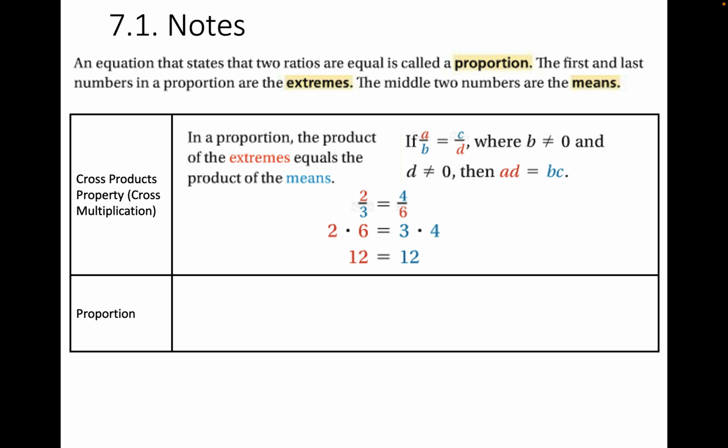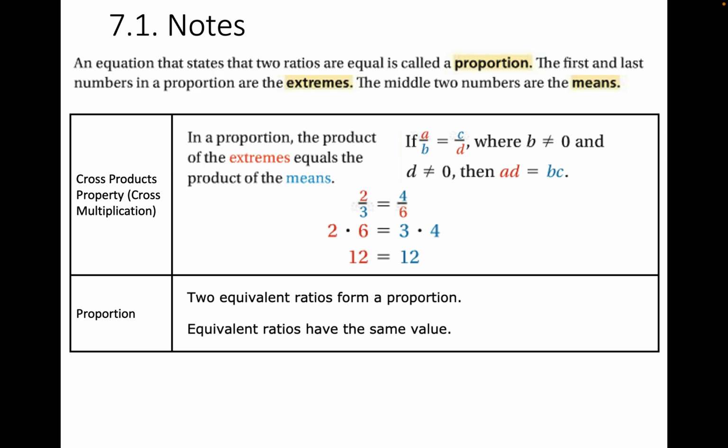Okay, let's do an actual example. If I show you that 2/3 equals 4/6, well again, the extremes multiply to 2 times 6, which is 12, and the means multiply to 3 times 4, which is 12. 12 equals 12 because we started out with a ratio 2/3 that was equal to another ratio 4/6. And as I said above, a proportion is just two equivalent ratios. Equivalent ratios have the same value. When two ratios have the same value, we say that they are proportionate, meaning that their values are the same.